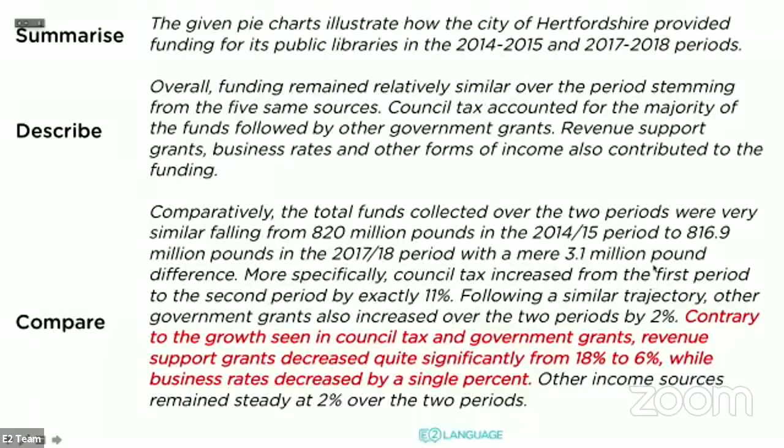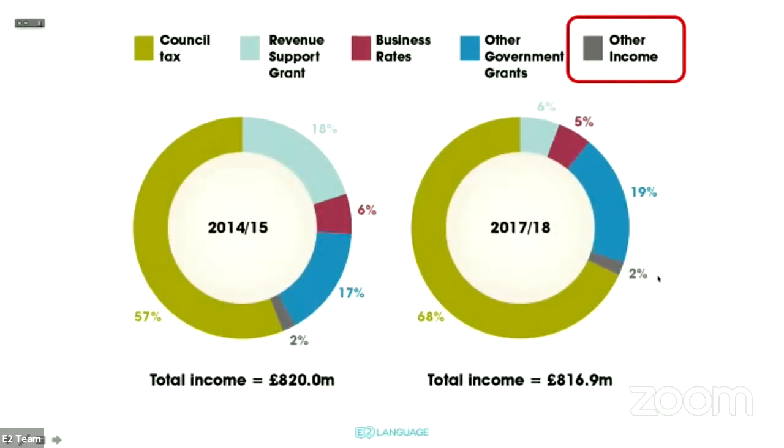So just to remind you what I wrote, I said, contrary to the growth seen in council tax and government grants, comma, revenue support grants decreased quite significantly from 18% to 6%, while business rates decreased by a single percent. Now I've left one sentence at the end to describe other income. Please describe this in one sentence. Compare the two time periods in one sentence.